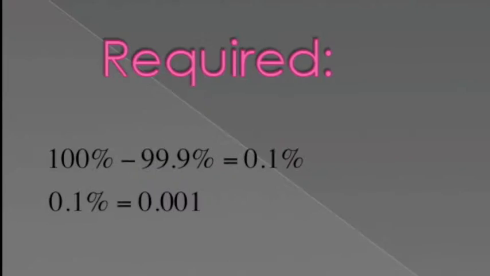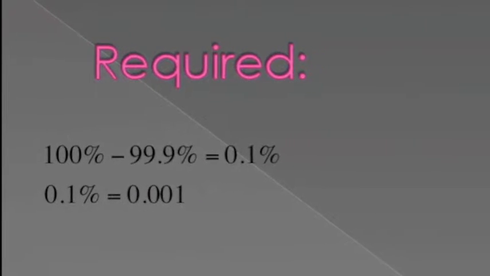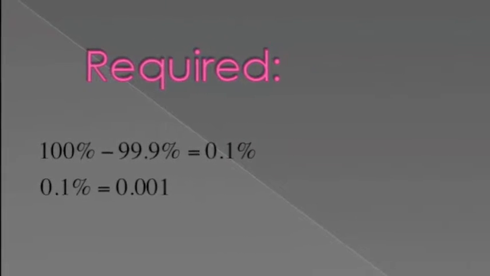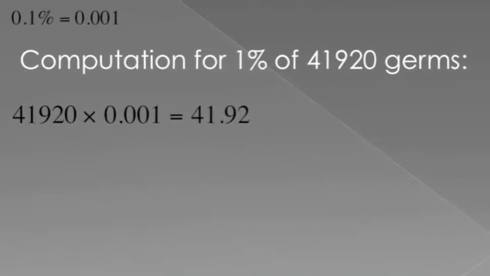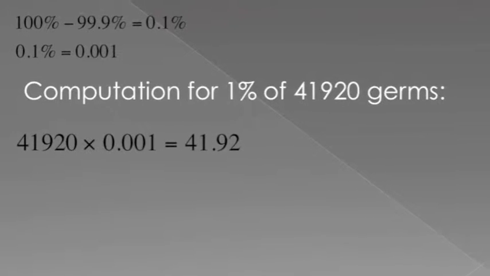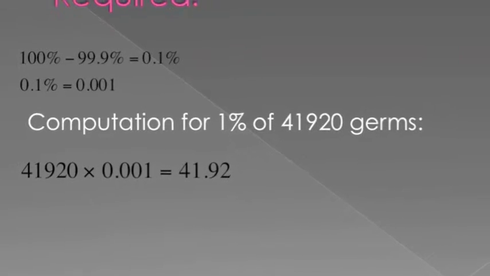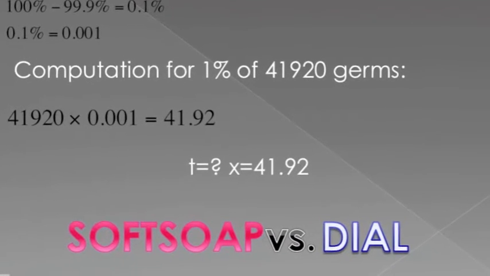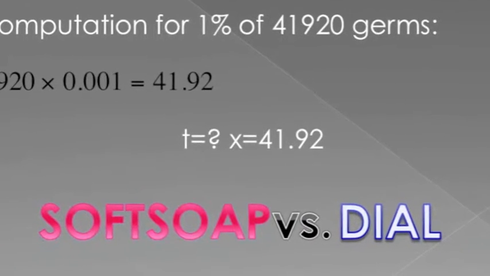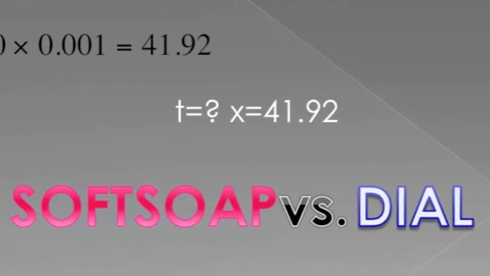So the first step is to find the required in the problem. 100 percent minus 99.9% is equal to 0.1%. Its decimal form is 0.001. To compute for the 0.1% of the germs, we need to multiply 41,920 by 0.001, which is equal to 41.92. We need to find the time when x is equal to 41.92.